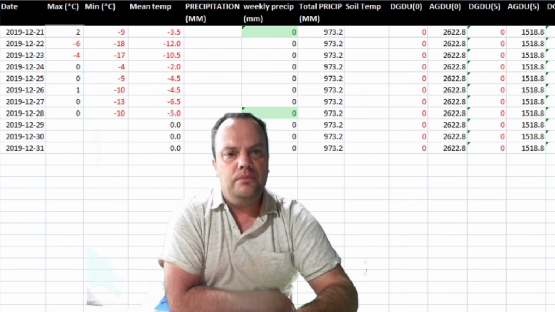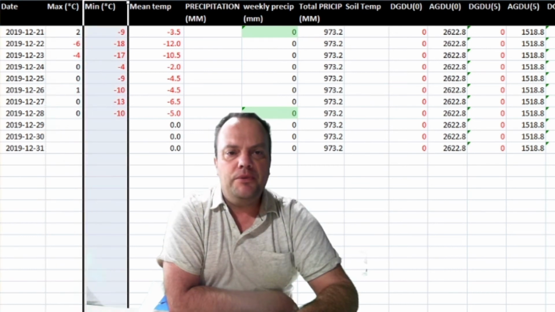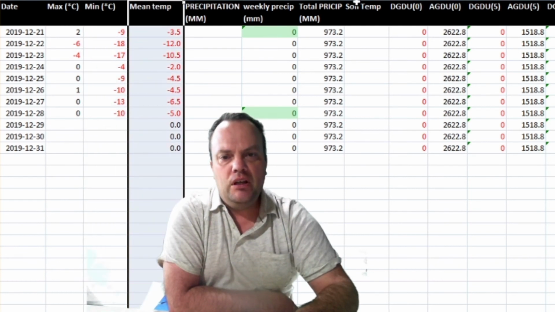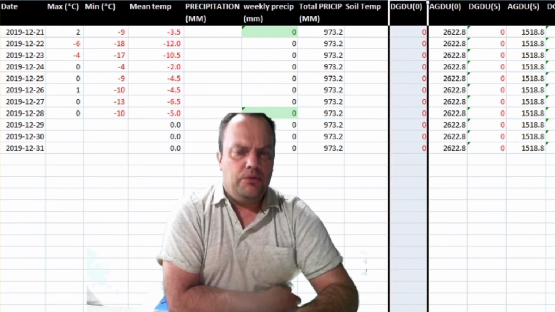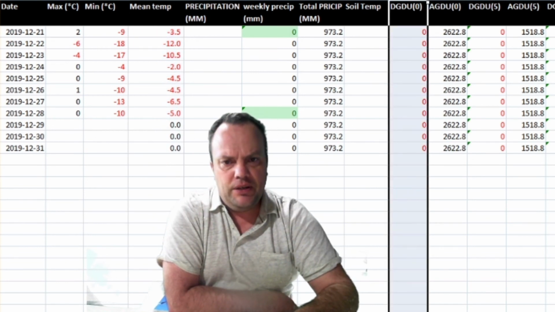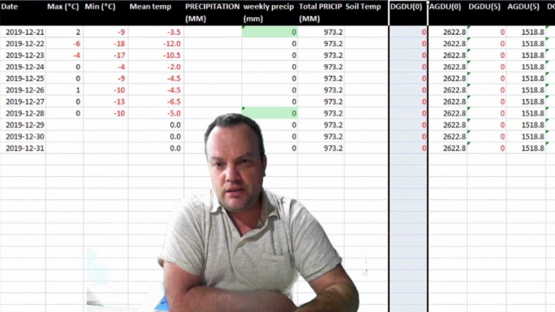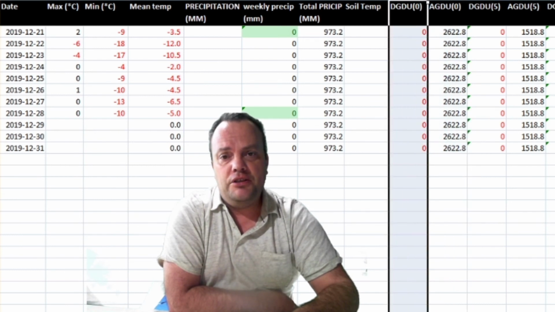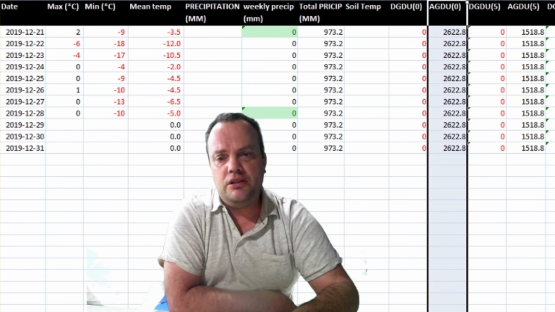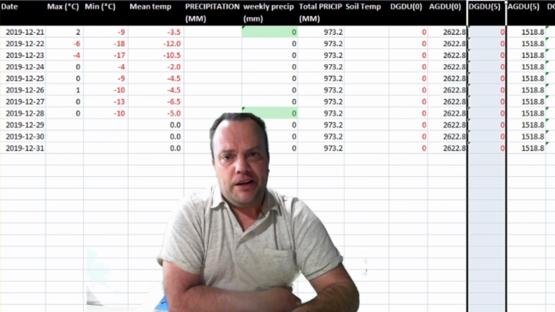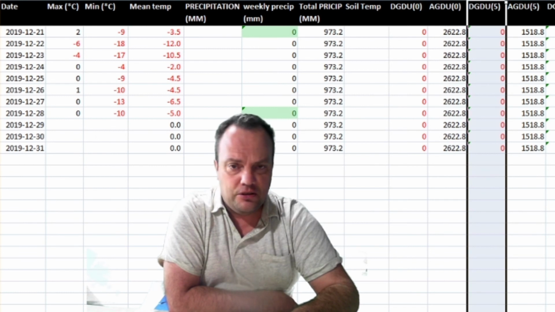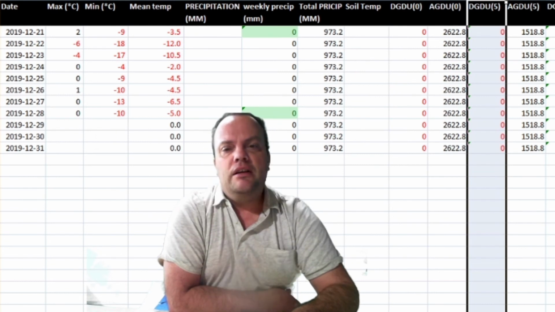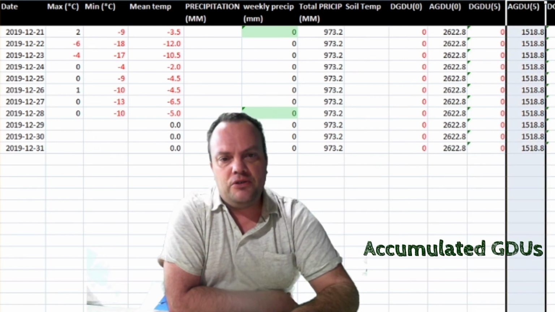So in this column, I just put in maximum temperature, minimum temperature. The computer calculates the mean. I was reading an article and they were going off of GDUs base 0. So this is why I put in these two. This is your daily GDUs base 0, accumulated GDUs base 0. But this is really your first one. This is your cool season crops, or in this case cool season perennials. Daily GDUs base 5 and accumulated GDUs base 5.